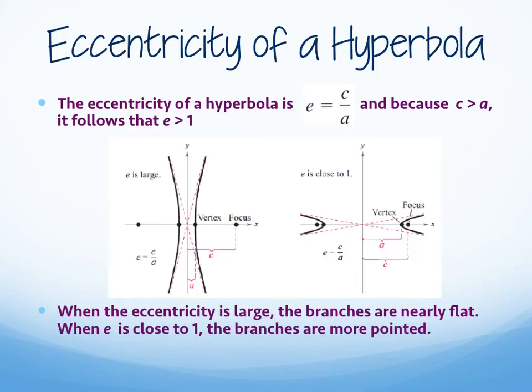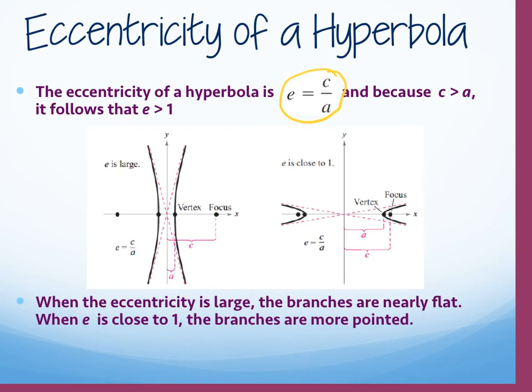Okay, the good news is what's left is super easy. The eccentricity of the hyperbola is c over a, just like the eccentricity of an ellipse. This time, the bigger the number is, the flatter it is.